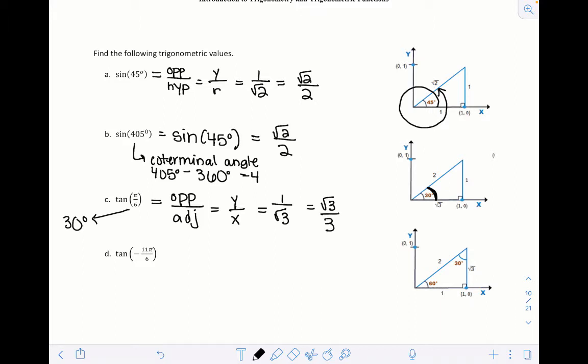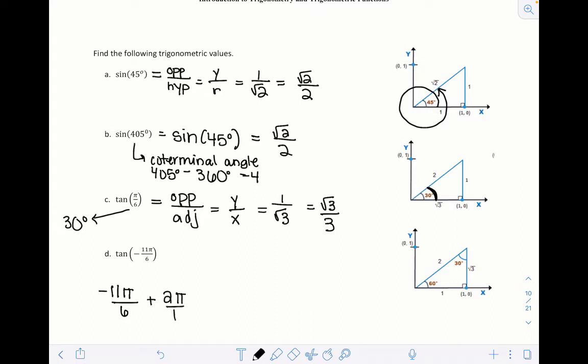What about tangent of negative 11 pi over 6? So again, we can look at coterminal angles. You could convert this to degrees, but I'm actually going to leave it in radians just to show how to work with it in radians. So I have negative 11 pi over 6. Since this is smaller than 0, since it's negative, I want to add a full rotation. And a full rotation in radians is 2 pi.